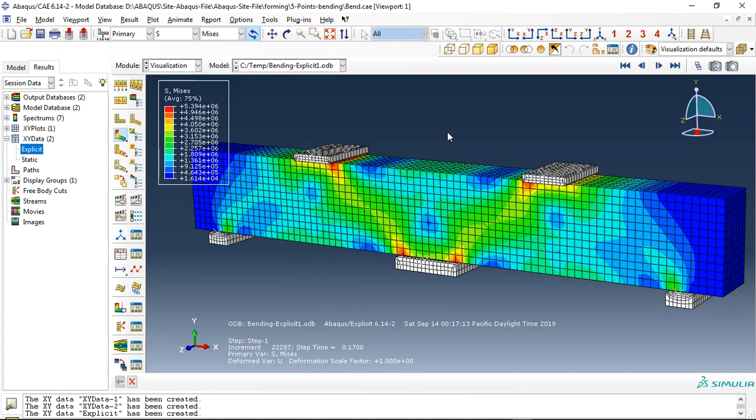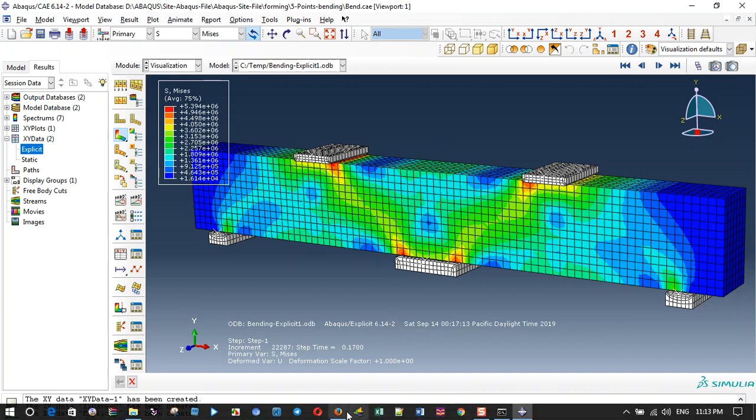So the dynamic explicit gives a good prediction of the results compared to the static simulation, but it needs less time, less than 1 hour. But the static simulation needs, for instance, 2 days to be complete. But the static simulation is more accurate than the explicit.